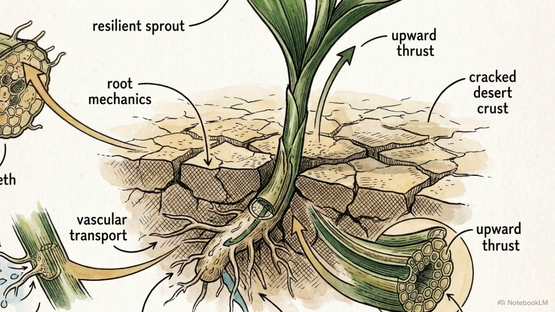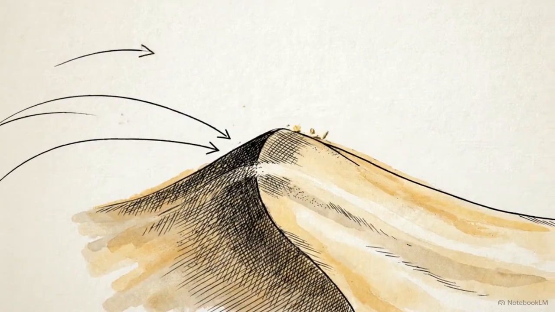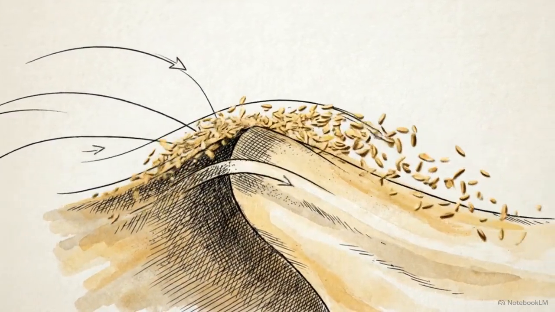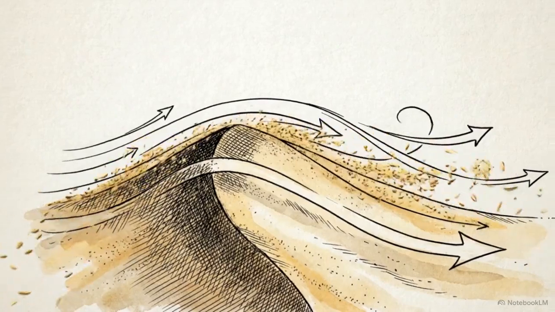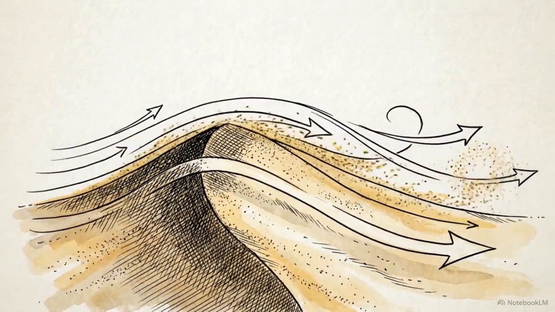A desert is not a specific place, but a physical condition of scarcity that forces nature to adopt its most extreme survival strategies. In the absence of water and stabilizing plant roots, wind becomes the primary sculptor of the landscape, a mechanism known as aeolian processes.